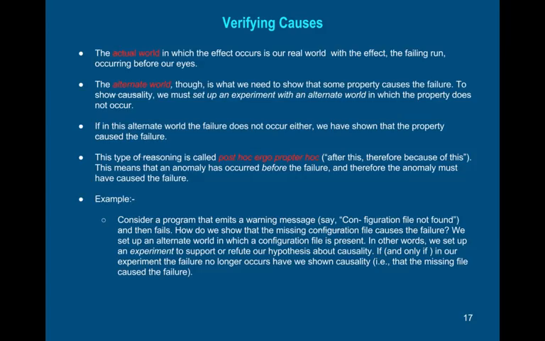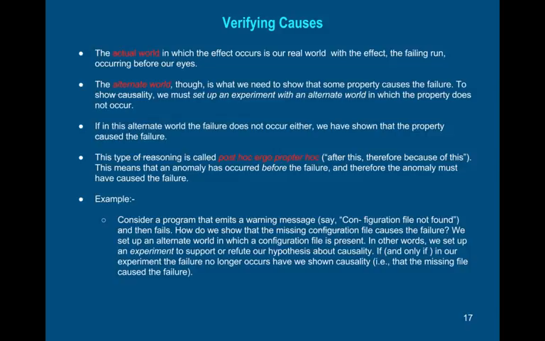Verifying causes. The actual world. The actual world in which the effect occurs is our real world, with the effect, the failing run, occurring before our eyes. In the alternative world, this is what we need to show that some property causes the failure. To show causality, we must set up an experiment with an alternative world, in which the property does not occur.